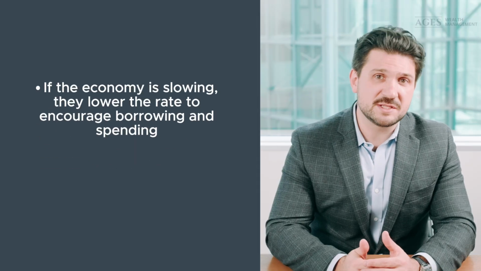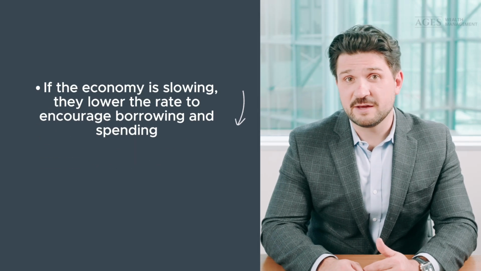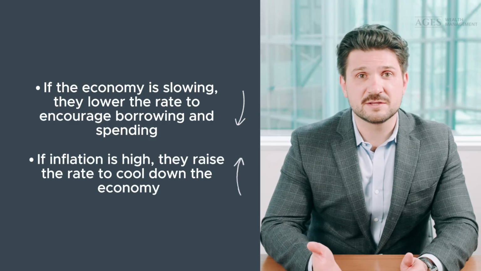If the economy is slowing, they lower the rate to encourage borrowing and spending. If inflation is high, they raise the rate to cool down the economy. Changes to the policy rate ripple through the economy, affecting everything from mortgage rates to savings account returns.